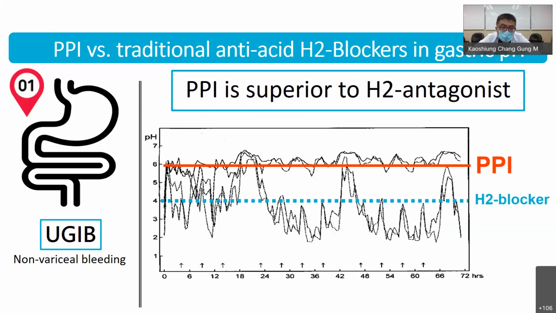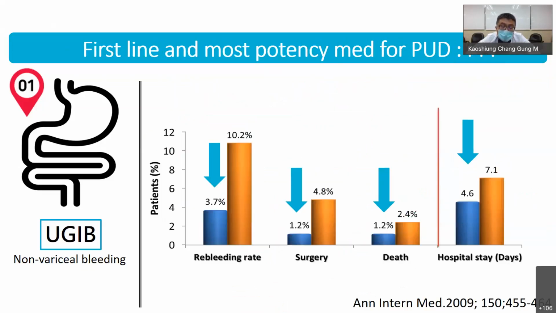As the previous study says, the proton pump inhibitor, compared to traditional H2 blockers, has better intragastric acid control. And the PPI, we call proton pump inhibitor, PPI, can reduce patients' rebleeding rate and reduce the rate of surgery and death. So nowadays, the first line and most potent medication for peptic ulcer disease is the proton pump inhibitor, called PPI.